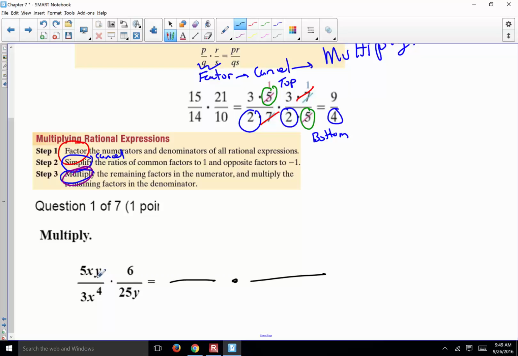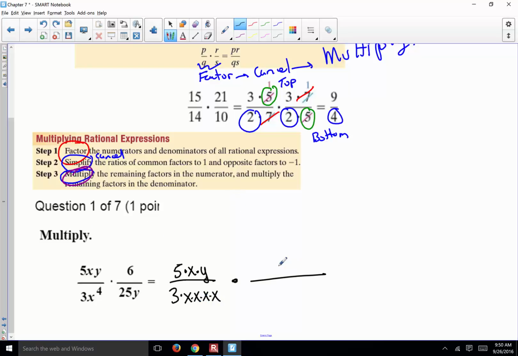Can I break 5? No, they're all prime, so just write them with a space or dot between them. I'm out with the top. How about the bottom? I can't break 3. This is optional. You can break x to the 4 as this. I will do it in this question, and then I won't be doing it next problems. Or leave it as x to the 4th. Okay, I will break it in for this one.